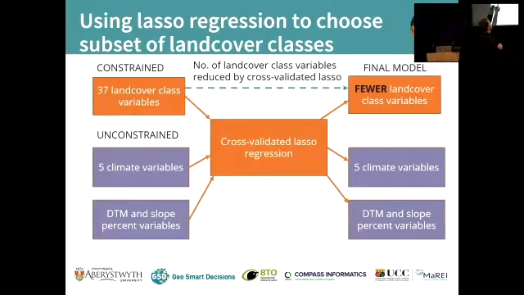So we took those 37 land cover variables and I applied a filtering process. It doesn't really matter what it is, but it's called cross-validated lasso. So we have a filter which reduced it to a much smaller set of land cover class variables. And we'll see that it's quite interesting that we can pick out which habitats the curlew are using during the winter months. But the climate variables and the digital terrain model, those were included in all of the final models.